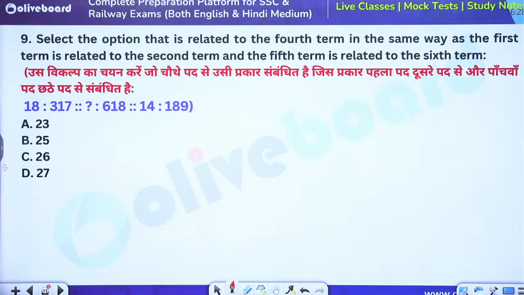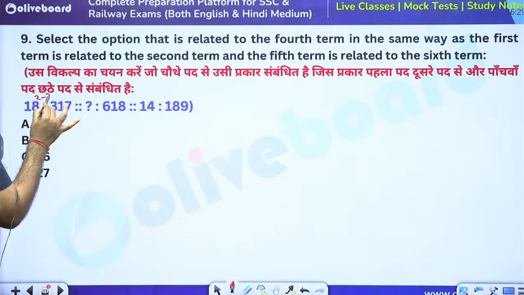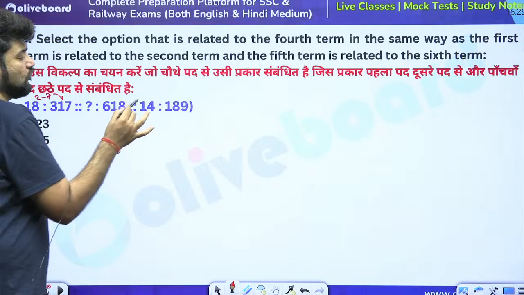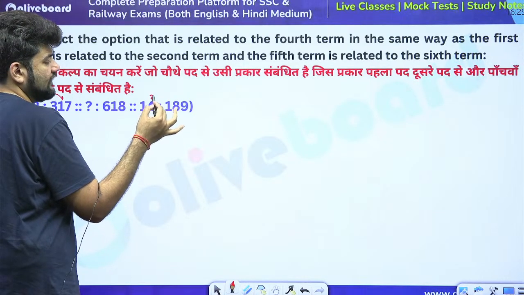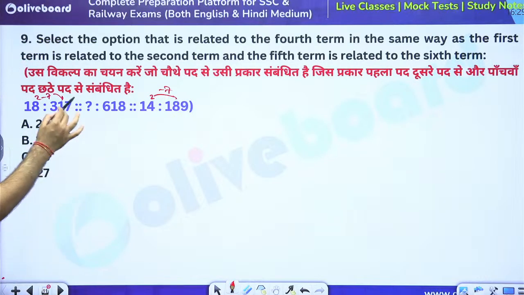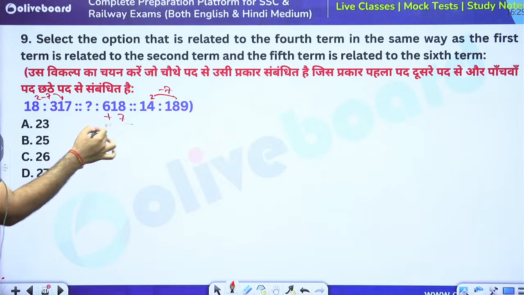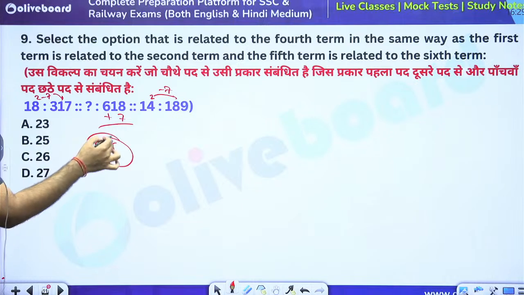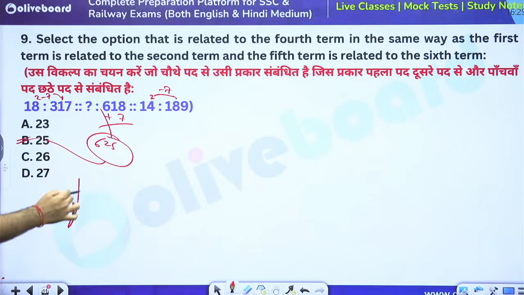This one is easy, I think. This one should not be a problem. So you will feel that, okay, 18 and 317. I know 18 square is 324. So the difference is 18 square minus 7. Okay. 14 and 189. Again, 14 square is 196 minus 7. That's what they are doing. Okay. So what square minus 7? So 18 plus 7 is 625. So what is 625 a square of? 25. So option B is the right answer. Easy.